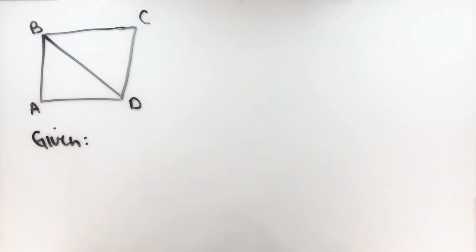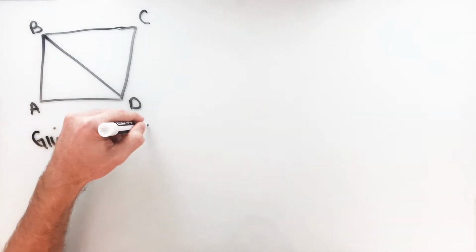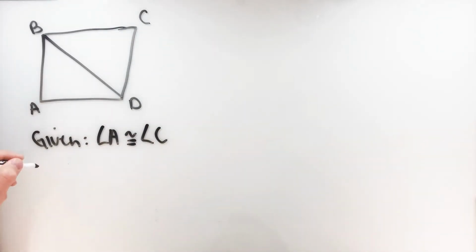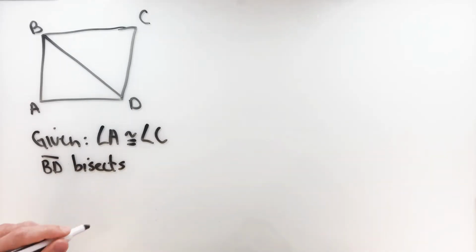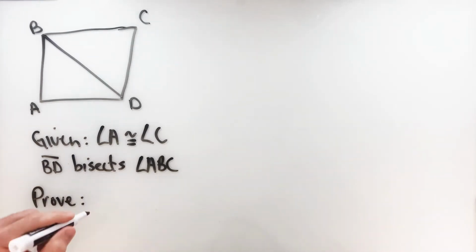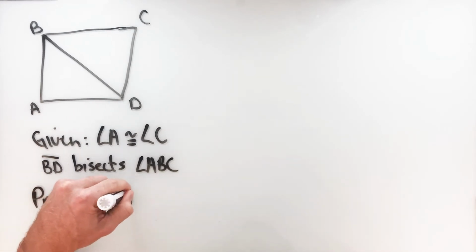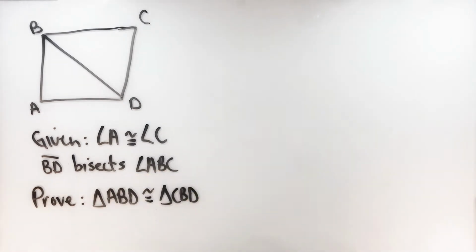So we'll set it up. There's our picture. The given information is going to be that angle A is congruent to angle C. And we're also going to say that segment BD bisects angle ABC. And here we're going to prove that triangle ABD is congruent to triangle CBD. Okay, there's our setup. So triangle ABD congruent to triangle CBD. That's what we know.